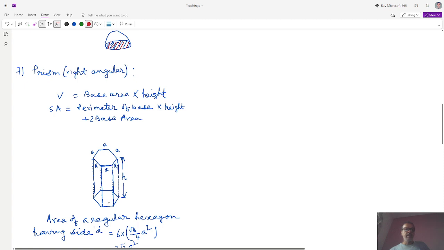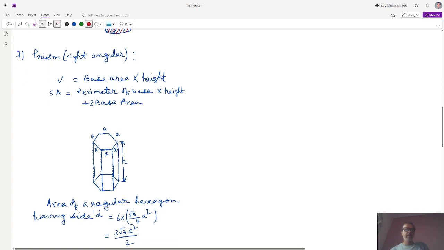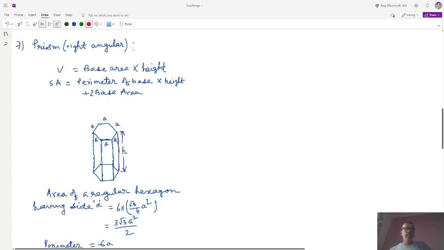As it is a regular hexagon of side a, the base area will be 6 into root 3 by 4 a square, that is equal to 3 root 3 a square by 2. You know that root 3 by 4 a square is the area of an equilateral triangle.